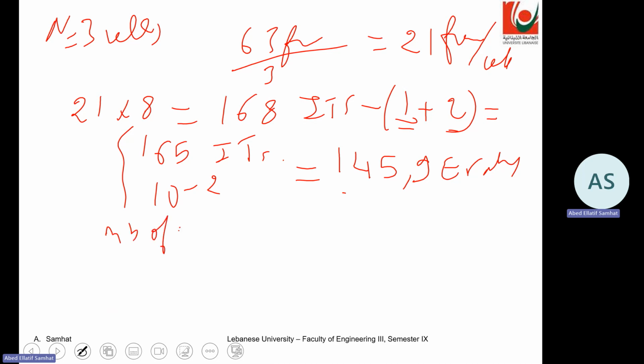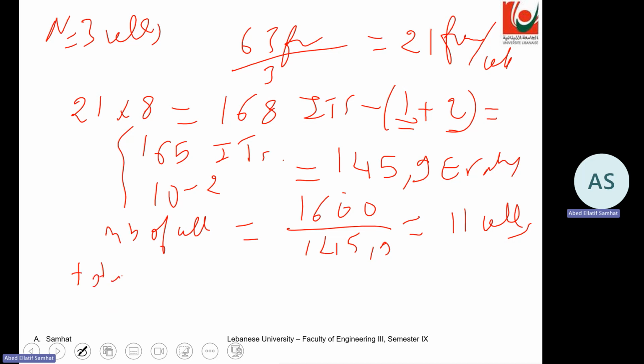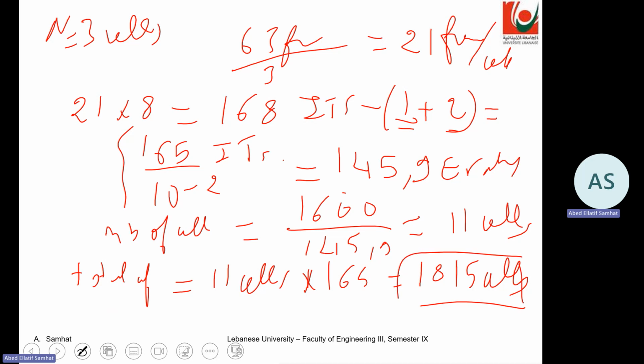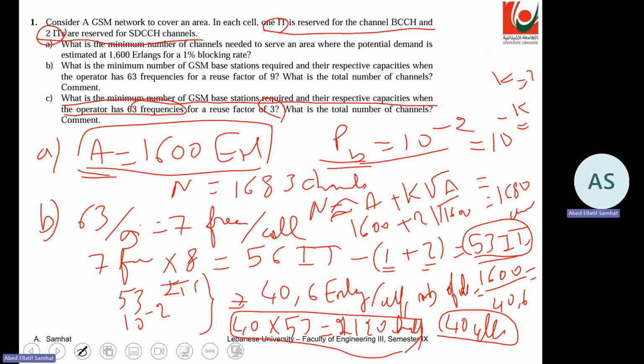The number of cells in this case is the total traffic that we want to support over the capacity of each cell, and it will be around 11 cells. Okay, the total number of channels: we have 11 cells, and each cell has 165, times 165, and it will equal 1815 channels. Okay, here, because we are using a reuse factor of 3, we need 1815 channels. Here we are using a reuse factor of 9.